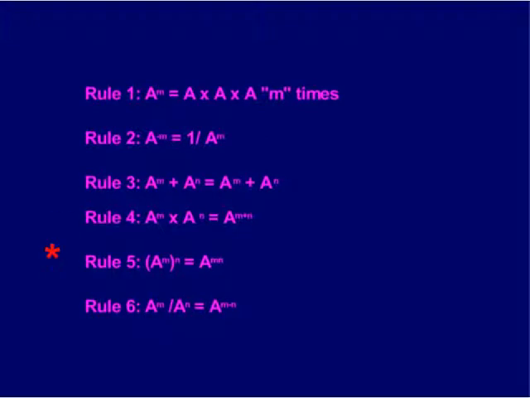Now, rule number 5, a to the m raised to the power of n is a to the m times n. The only time you multiply exponents is when you're raising a power to a power. And rule number 6, if we divide by exponents, you're subtracting. So a to the m divided by a to the n equals a to the m minus n.